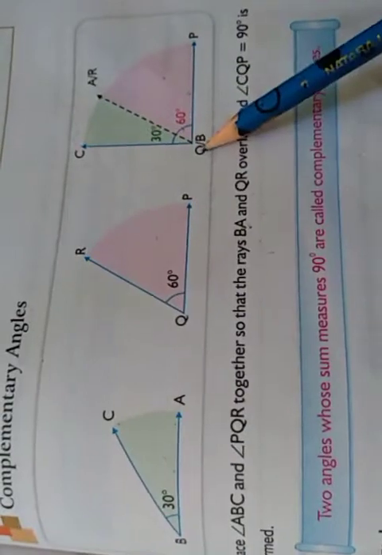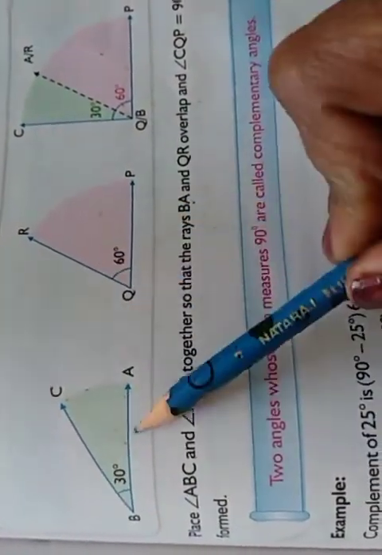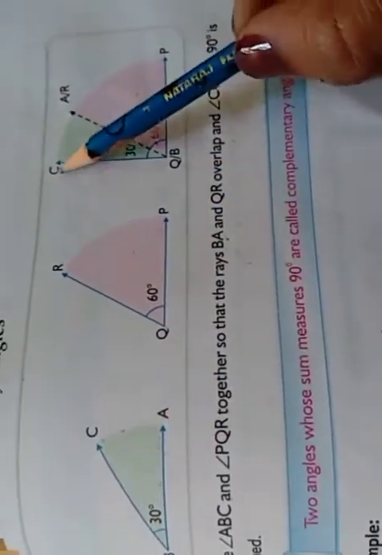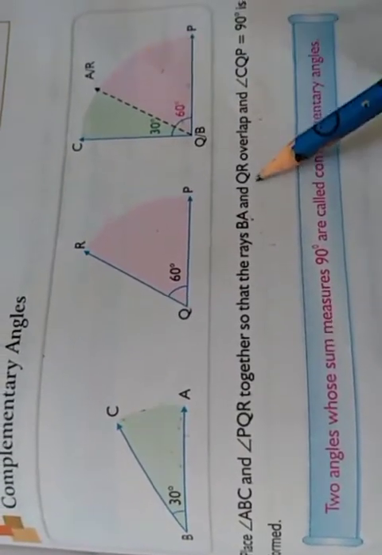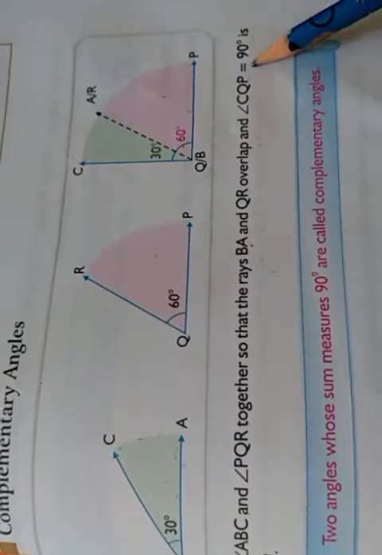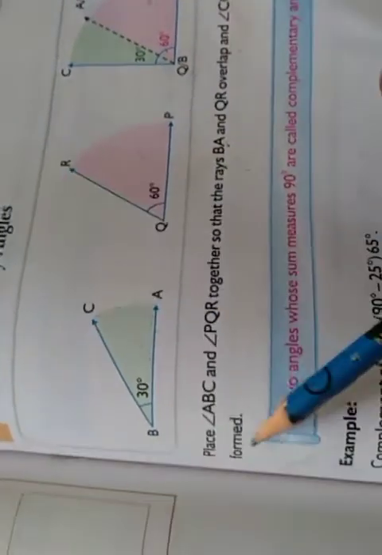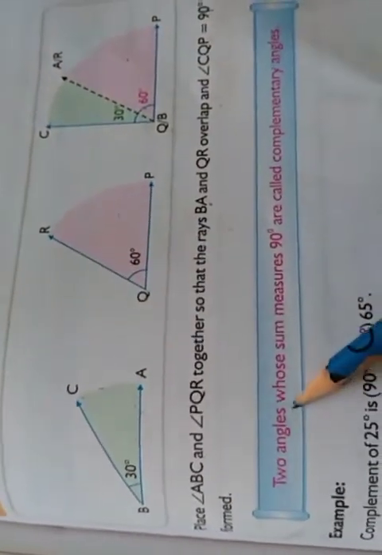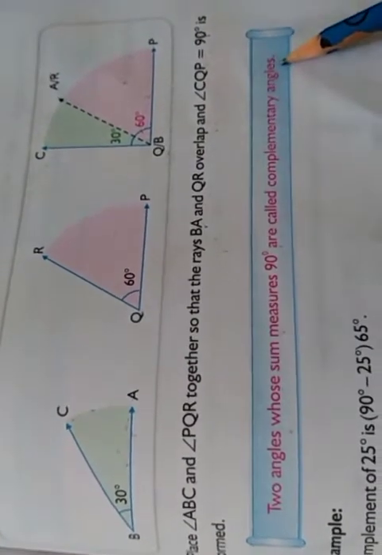And angle CQP will become, after adjusting both of these two angles here at right angle, then the ray BA and QR will overlap and angle CQP will become 90. Okay, is equal to 90 is formed. So two angles whose sum measures 90 are called complementary angles.